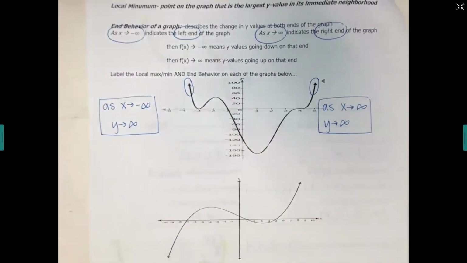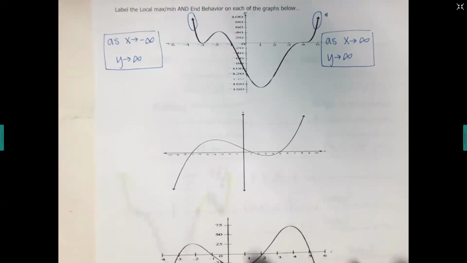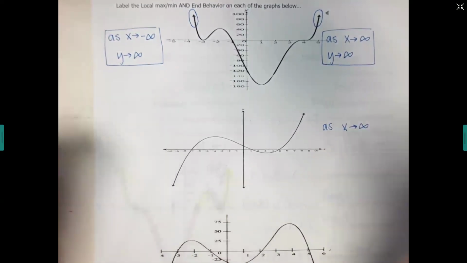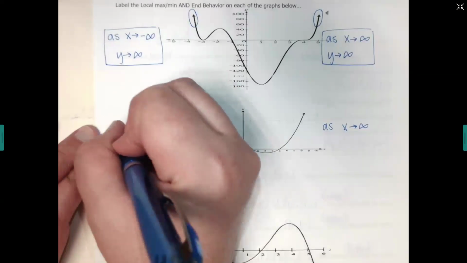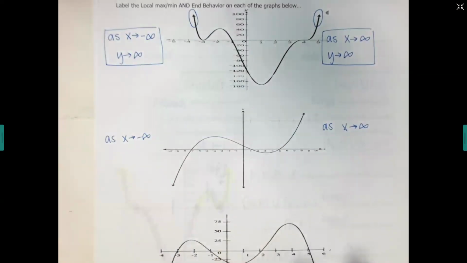All right, let's do the next graph. Okay, on the next one, they don't point the same way. So the first thing I want you to do is say what x is doing. If you're on the right end, your x is arrowed to infinity. If you're on the left end, your x arrows to -infinity. Okay, then y tells you which way that end is pointed.